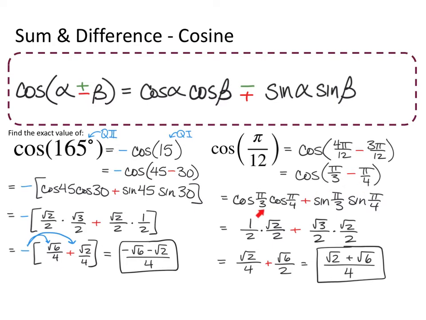So if we fill out the cosine difference formula, take their exact values, multiply, and then combine like terms, because we can add those fractions, we get square root of 2 plus square root of 6, all over 4.